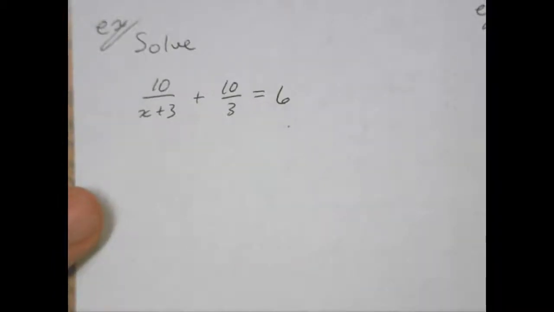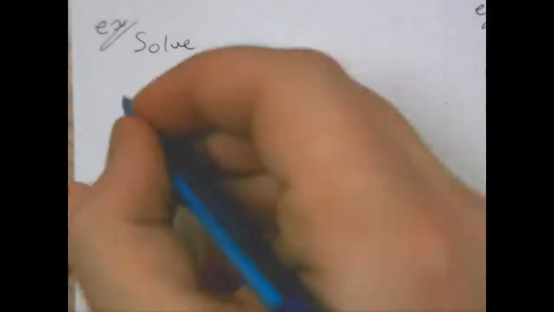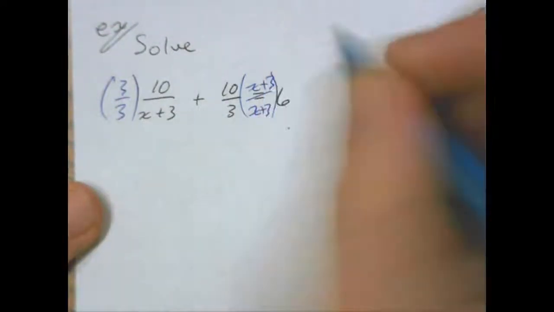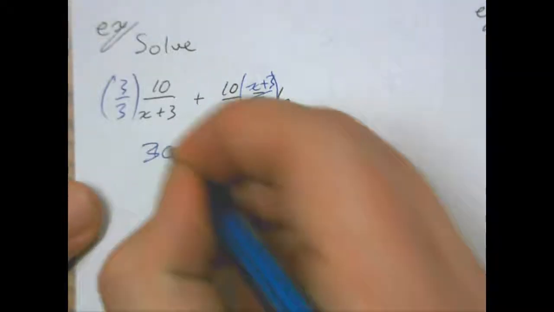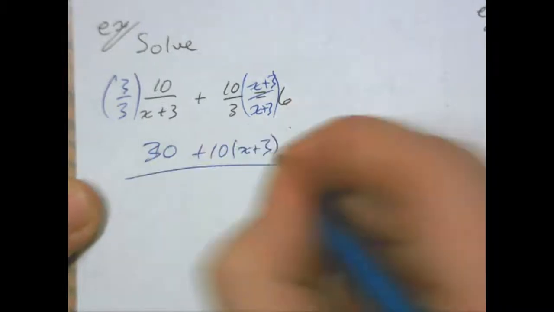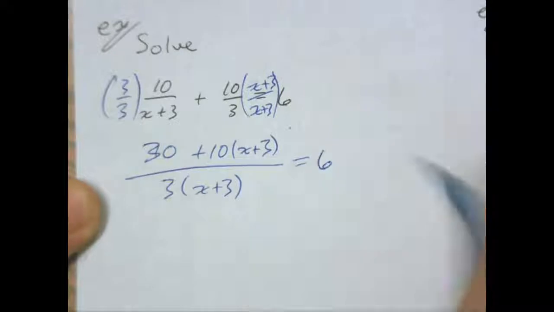All right, here, I would get the common denominator on my left-hand side. If we do that, this one needs a 3 over 3, and this one needs x plus 3 over x plus 3. So I have 30 plus 10 times x plus 3 over the common denominator now, equals 6 over 3 times x plus 3.